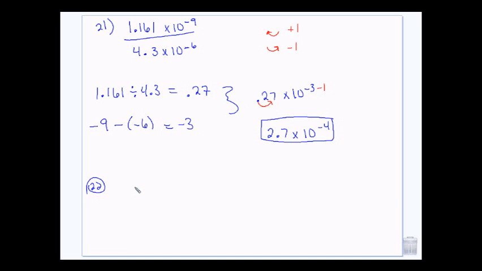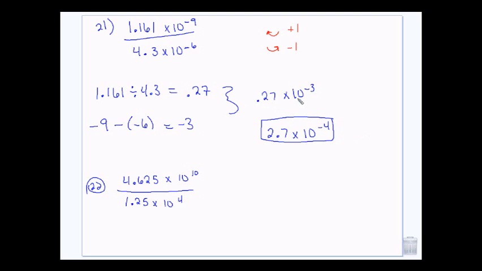Okay, 22. I don't know if that one adjusts or not. Can you go over number 21 again? Yeah, hold on, let me just finish writing this one. This part? Yeah. Okay, because I got 0.27, right?